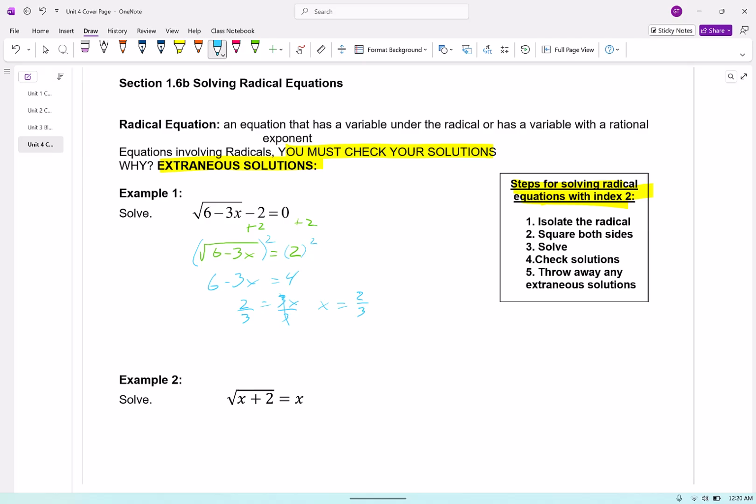Okay, now I want to plug that back in. The square root of 6 minus 3 times 2/3, minus 2 equals 0. Well, this becomes the square root of 6 minus 2, then minus 2, because 3 times 2 is 6, divided by 3 is 2. So this becomes the square root of 4 minus 2 equals 0. So 2 minus 2 equals 0. Check. It works.